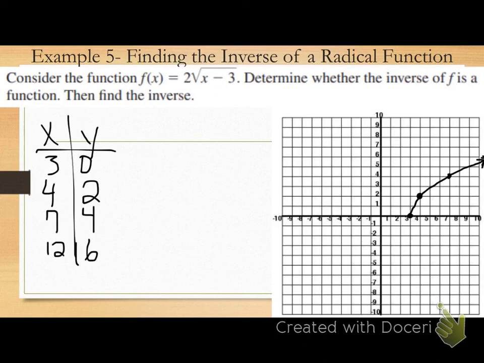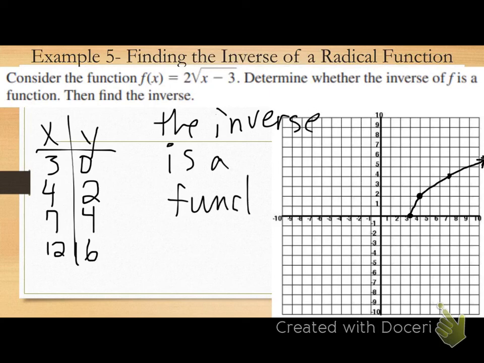How do I determine whether the inverse of f is a function? Horizontal line test. Is this only going to hit one point at a time, or is it going to hit multiple points at a time? Only one. So is the inverse a function? Yes, it is. So I'd say the inverse is a function, and my reasoning would be because it passes the horizontal line test. Everyone good with that?